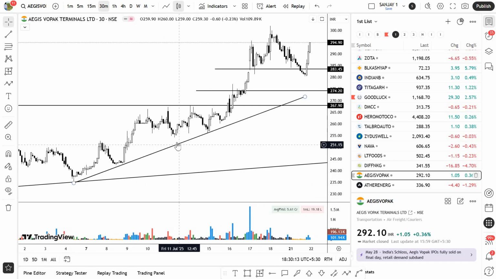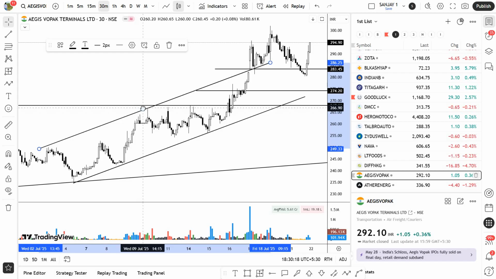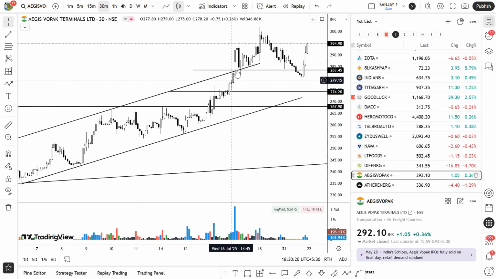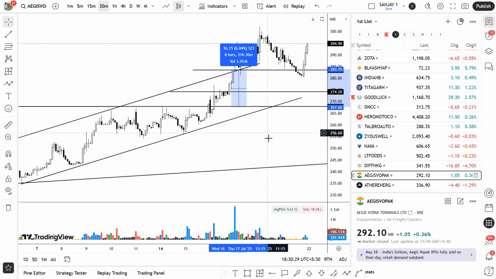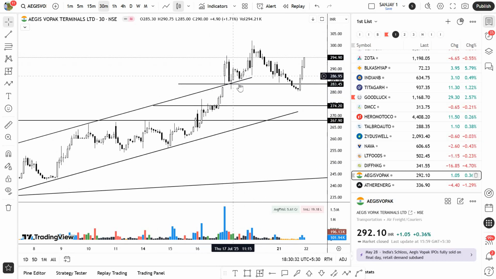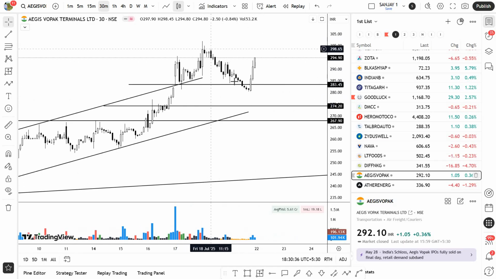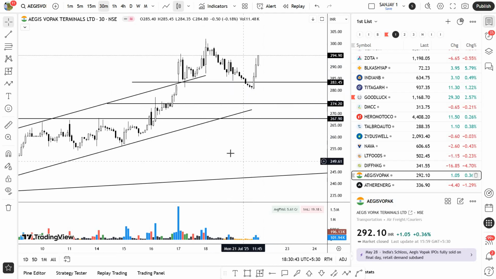Then if we just clone it and project it like this, you can see the move got exhausted around here. I booked on my second target. I got around a 5 to 6% move here. Then I waited. Next day it gapped up and sustained a little bit, it moved higher, but then you can see what happened. It gave a down move toward the support line.